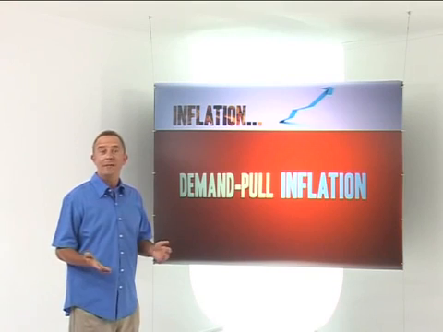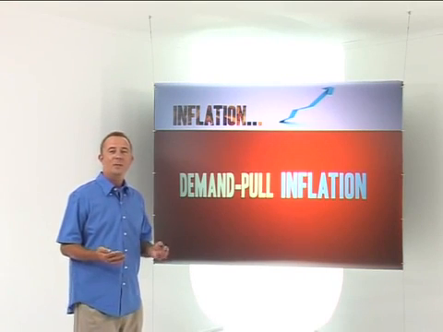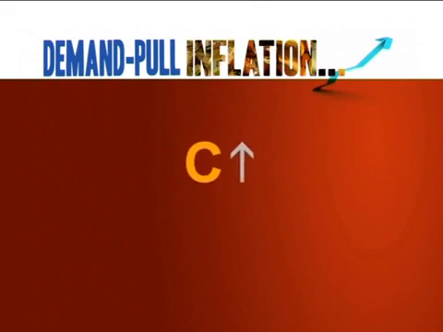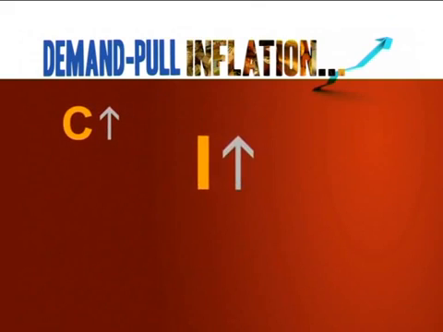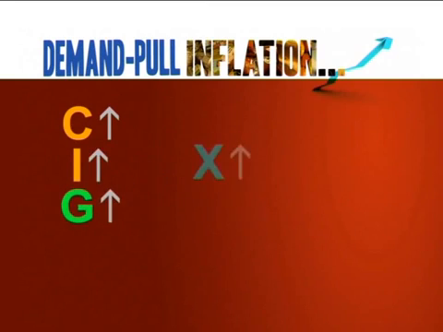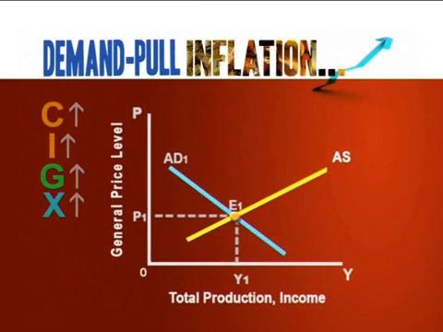And demand-pull inflation, on the other hand, occurs when the aggregate demand for goods and services increases. Think back. Which factors caused an increase in aggregate demand? Well, any of the following pull demand upwards. An increase in consumption expenditure, investment expenditure, government expenditure, and exports. Any one of these factors can cause demand-pull inflation.